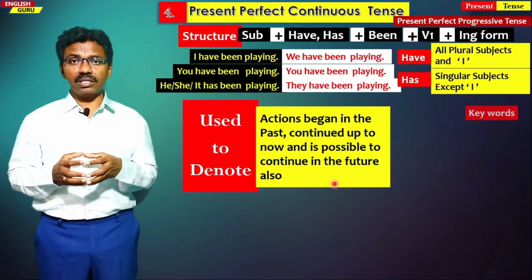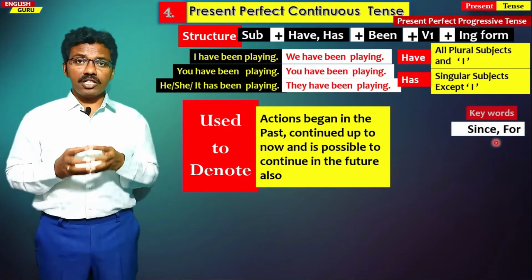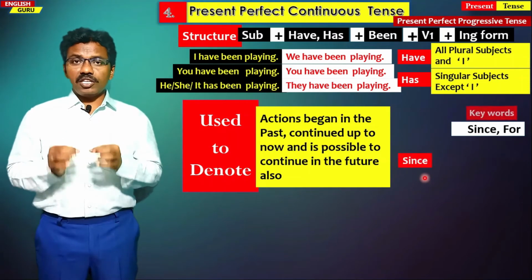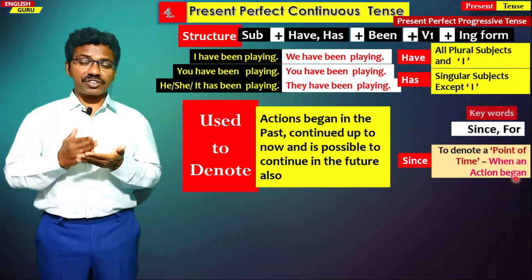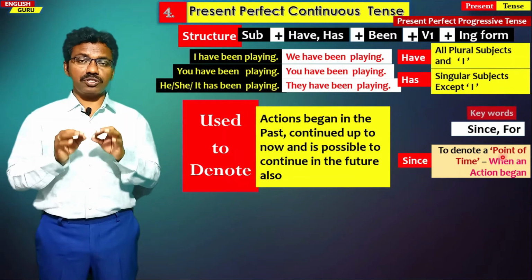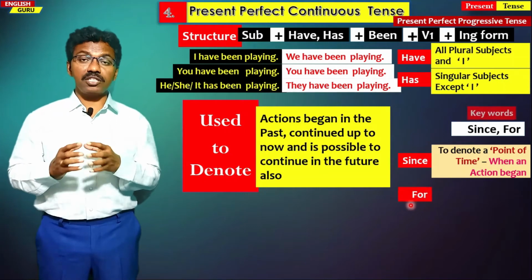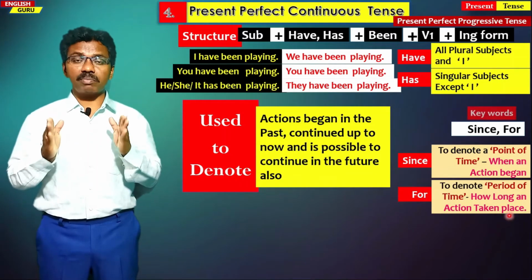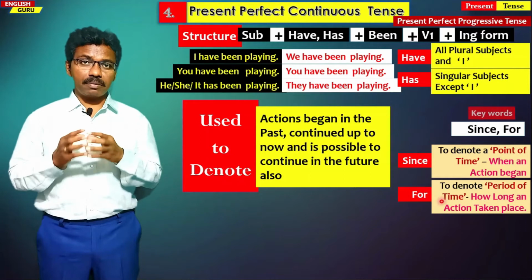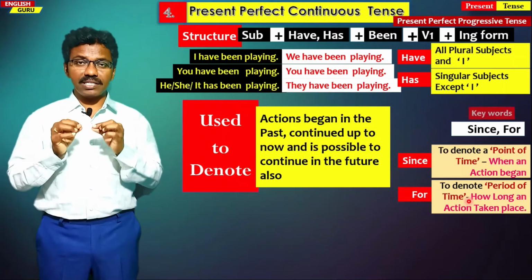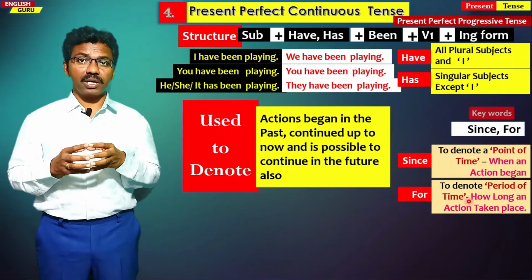And one more important thing, there are two keywords. They are since and for. Basically these two words are prepositions. Since is used to talk about or to denote a point of time, that is when an action began in the sentence. So since is used to talk about a point of time when that particular action has begun, whereas for is used to denote how long that particular activity has taken place, which means the period of time, how much time that particular activity has taken place. That is the slightest difference, and you have to remember it in this particular tense. It's very, very important also.